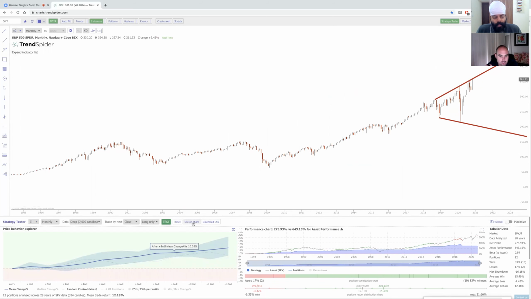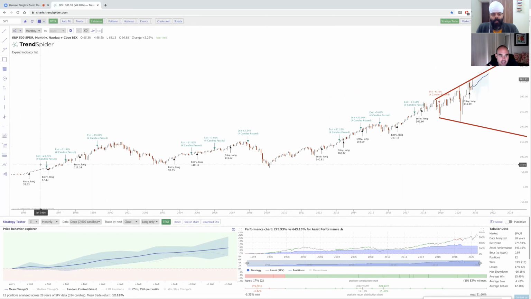You can see this on the chart. Anytime it's happened, we generally move up. You can see here in the tabular data, 83% of the time, so 10 out of the 12 times this has happened over the last 28 years, we have moved up.